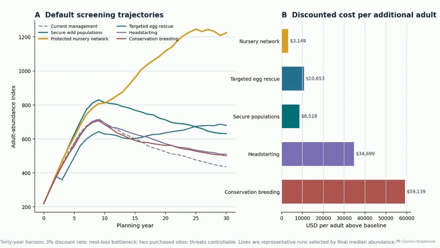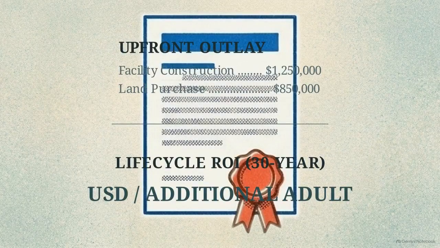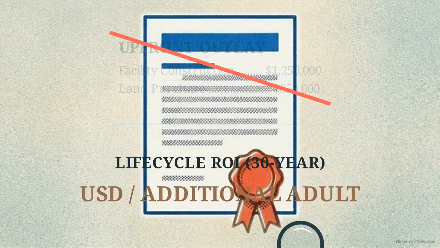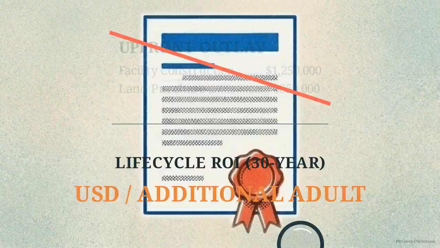The financial disparity is severe. The top yellow bar shows a protected nursery network delivering adults for about $3,000 each, while the bottom red bar reveals captive breeding costs nearly $60,000 per animal. Grant committees need to evaluate proposals based on this 30-year cost per surviving adult, ignoring the initial construction budget altogether.